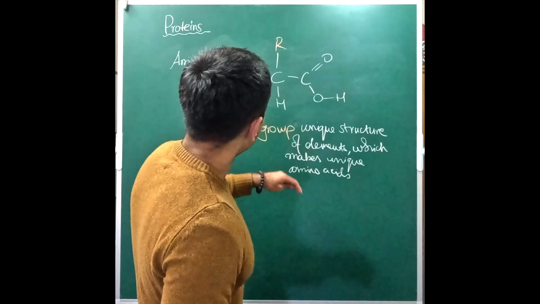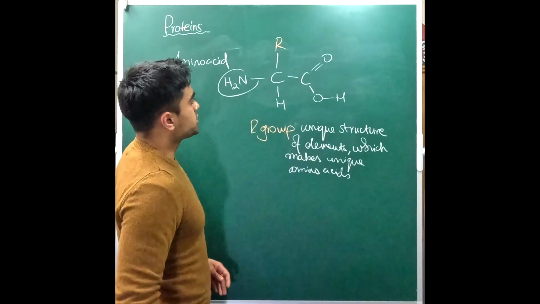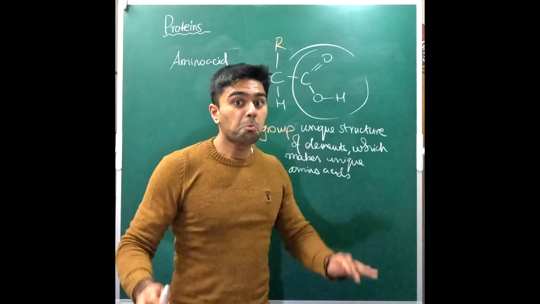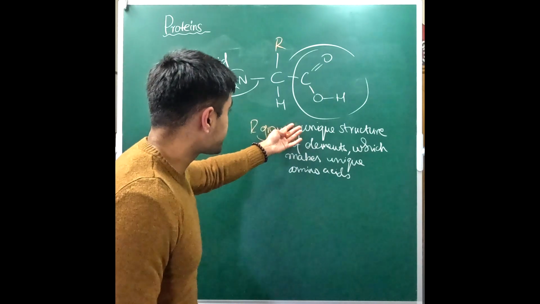Okay, do you understand that? So that's my R group there. I've got my NH2, my amine group here. I've got my carboxylic group there. That's it, okay? That's all the structure there is to an amino acid.